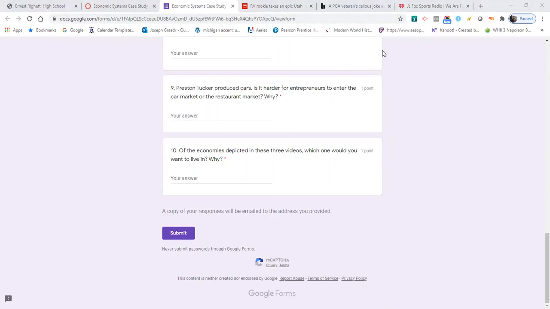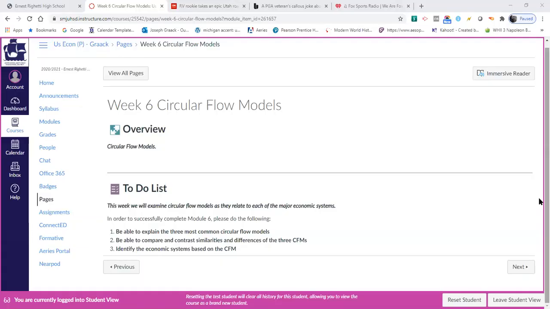Okay, so taking a look at this week, we go to the next module. So this will be module 6. This is the first week in the second 6 weeks grading period. And so what we're going to do is take a graphical representation, basically, of the three economic systems. So you're going to need to be able to explain the three most common circular flow models, and those three common circular flow models fit with the market economy, the mixed economy, and the centrally planned or command economy that we looked at last week.